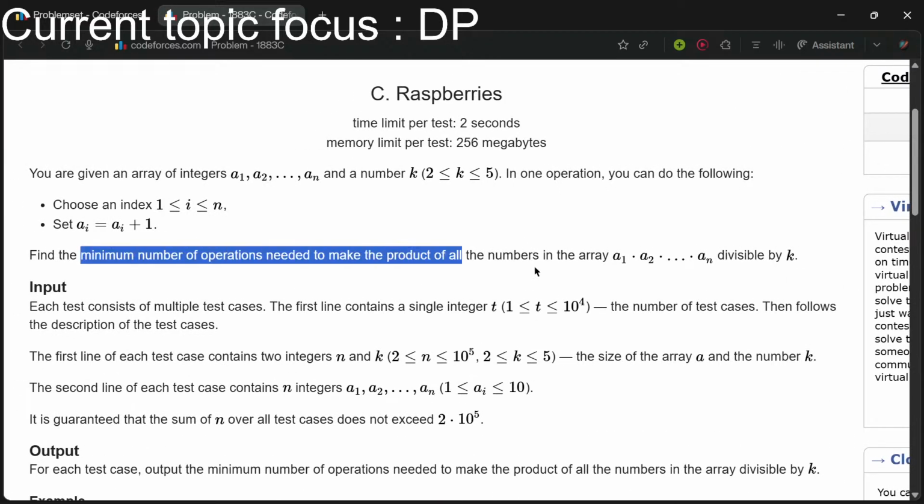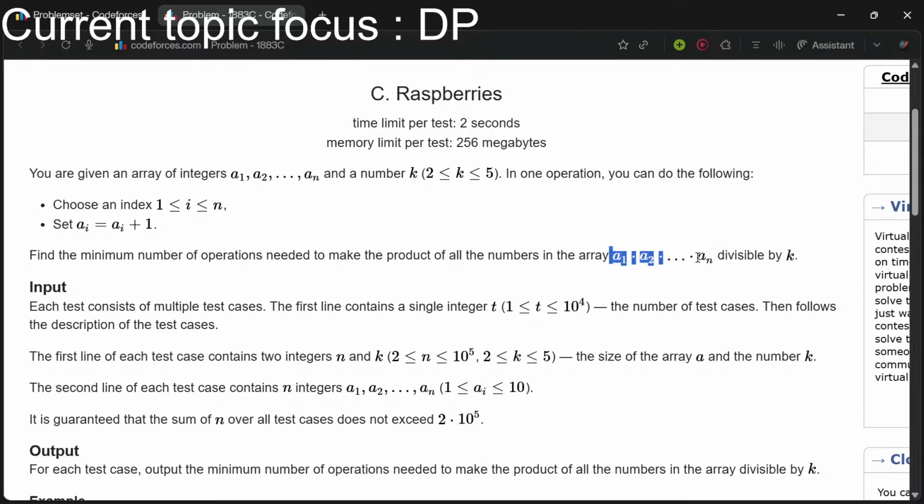The minimum number of operations needed to make it divisible by k. Well, optimally, or if there wasn't a condition to find the minimum number of operations, I would just make every single element divisible by k, and that would be our answer. But since I cannot make every single element divisible by k, how many do I need to make so that the entire product is divisible by k?